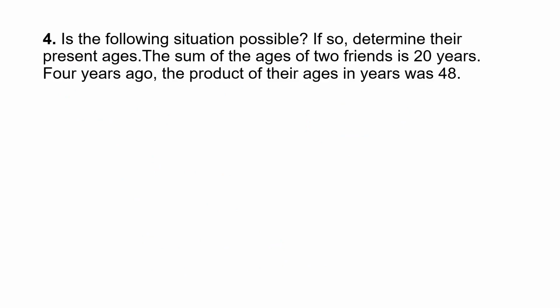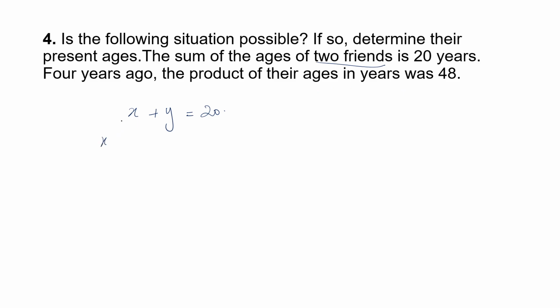Fourth question: is the following situation possible? If so, determine their present ages. First of all, you have to see whether it is possible or not. If that is possible, then you have to find the value. The sum of ages of two friends is 20 years. Suppose I am taking the ages of the two friends as x and y. The sum is 20. 4 years ago, the product of their ages in years was 48.